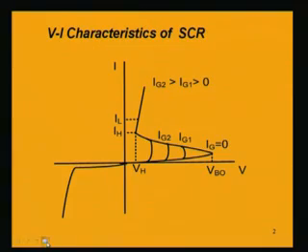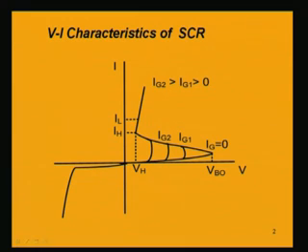Again, if we recall the VI characteristic of this SCR, we have seen that for a gate current Ig1 greater than 0, the firing takes place at a voltage lower than the breakover voltage, and as you go on increasing the gate current, the firing will take place at a smaller and smaller voltage.